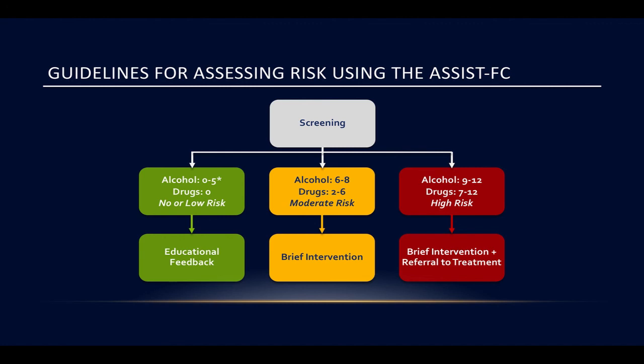Scores of 0 to 5 for alcohol and 0 for all other substances indicate low risk. These individuals are not reporting use of any drugs, and the frequency of their alcohol use is likely within the recommended limits. Educational feedback is recommended for these patients. Scores of 6 to 8 for alcohol and 2 to 6 for other substances indicate moderate risk. These individuals are reporting some substance use and may be experiencing some health, social, or financial problems. A brief intervention is recommended, and where time permits, additional substance use information should be collected by administering the full ASSIST. Scores of 9 to 12 for alcohol and 7 to 12 for other drugs indicate high risk.